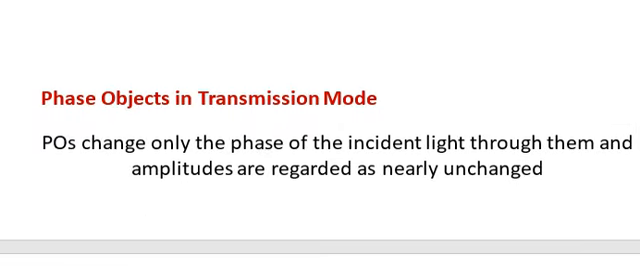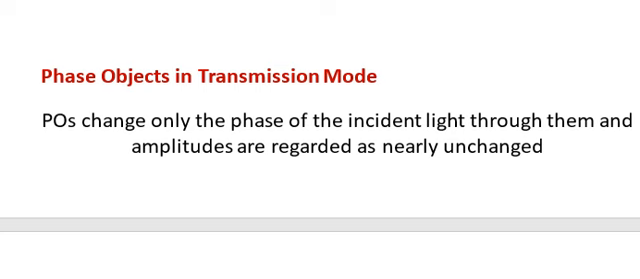So now there is another type of object which we call phase objects in the transmission mode. Phase objects change only the phase of the incident light passing through them, and amplitudes are regarded as nearly unchanged. For example, if you have a glass plate of varying thickness, the light will pass through the glass plate, but the amplitude of the light will not change. So the amplitude will remain nearly constant, but due to the varying thickness of the glass, the phase value at the output of that object will change.